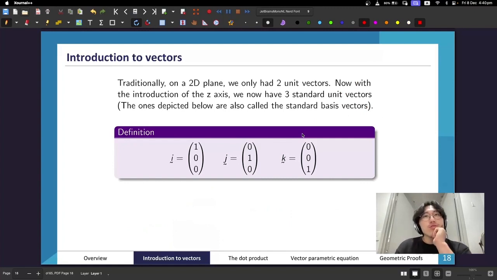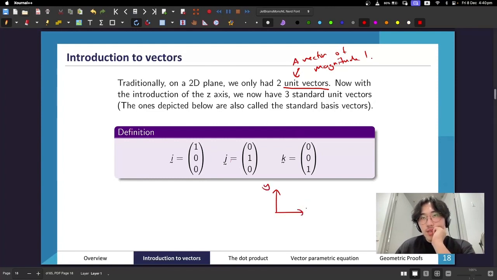Okay, traditionally on a 2D plane, we only had 2 unit vectors. So unit vector, what is it? It's a vector of magnitude 1. Now with the introduction of the z-axis, we now have 3 standard unit vectors. So you can imagine when we had the xy plane, our unit vectors were just 1 towards the direction of y, 1 towards the direction of x. And you might have heard the term basis vectors.